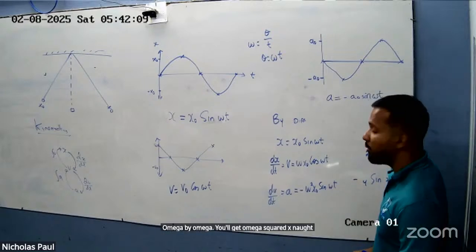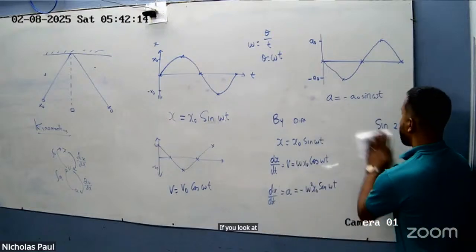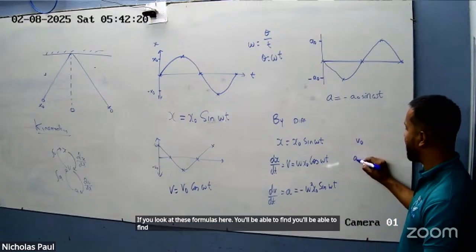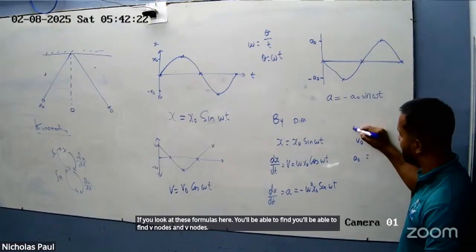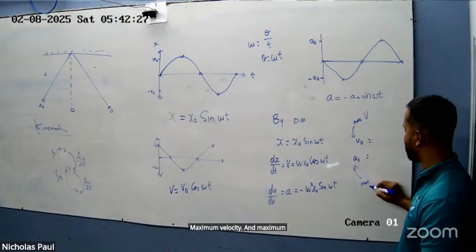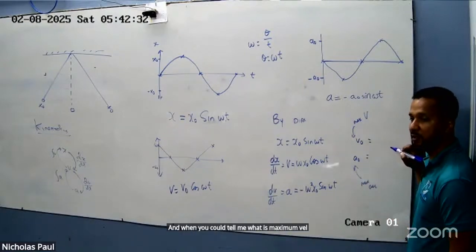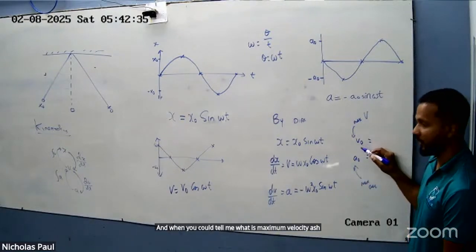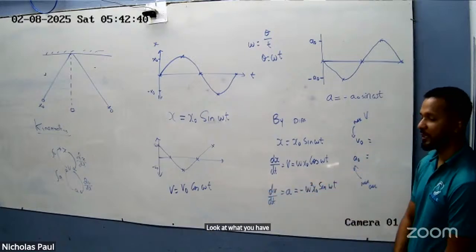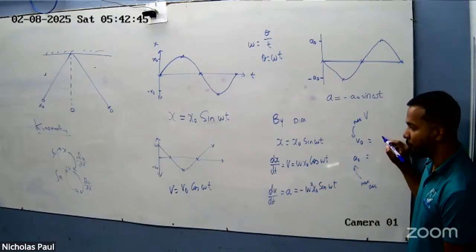If you look at these formulas here, you'll be able to find V naught and A naught, maximum velocity and maximum acceleration. Could you tell me what is maximum velocity? Look at what you have and tell me where you think max velocity is. What is V naught? It'll be omega alone.